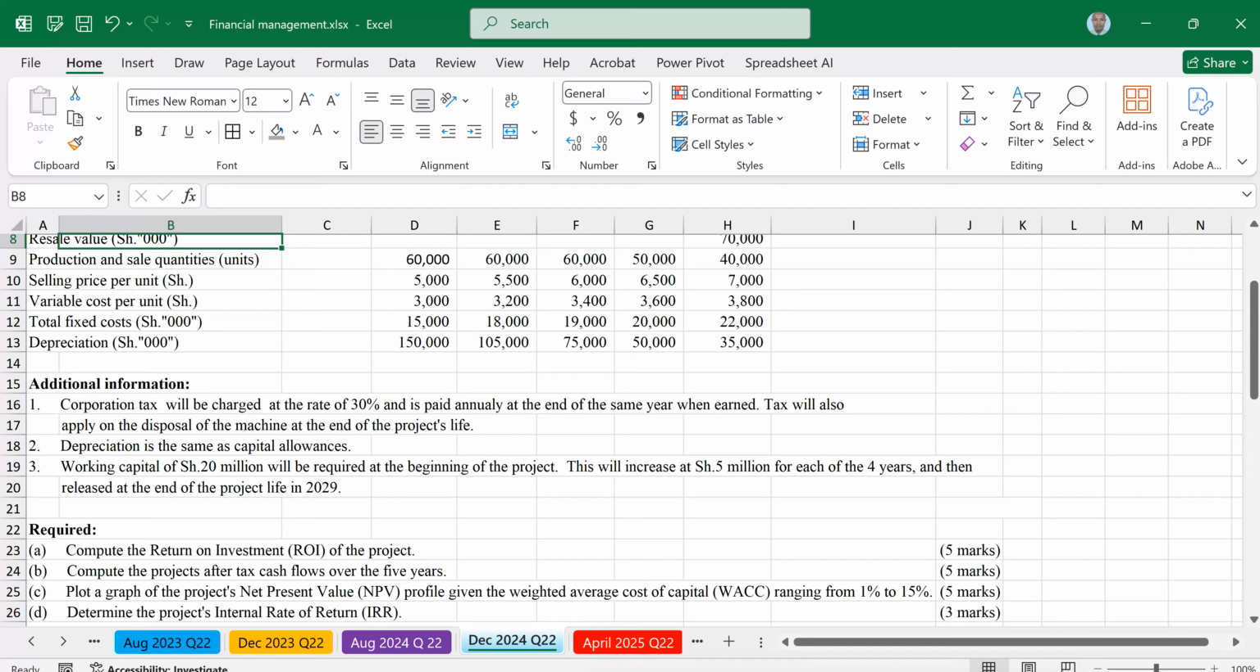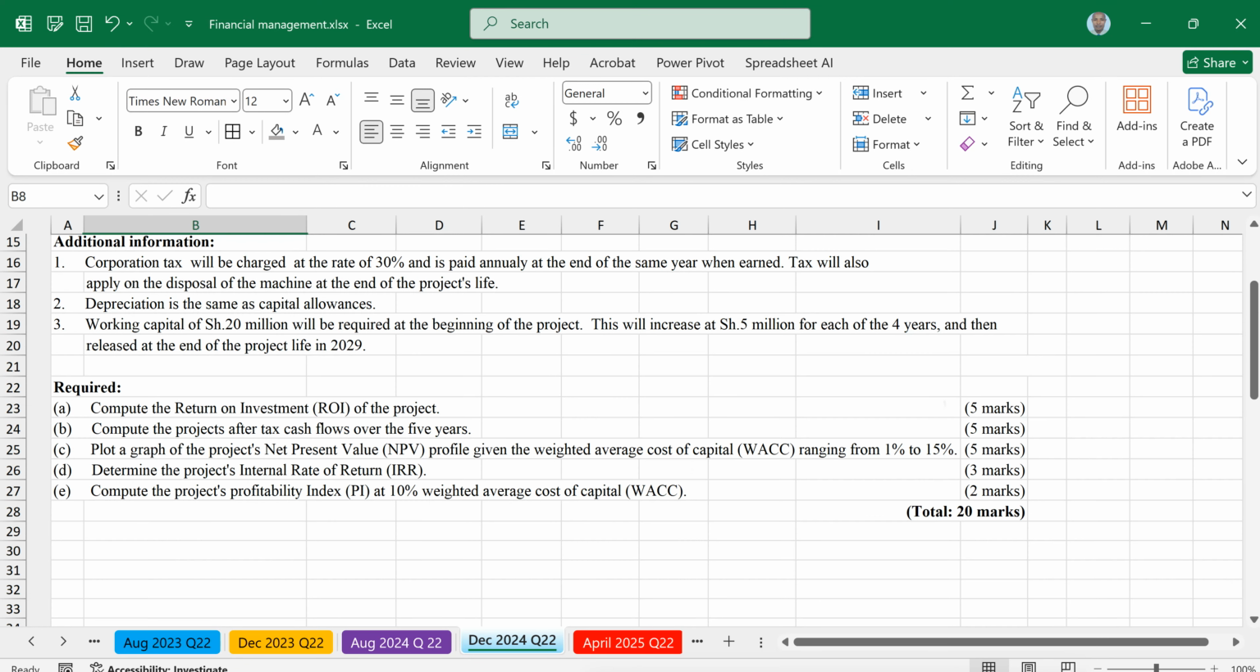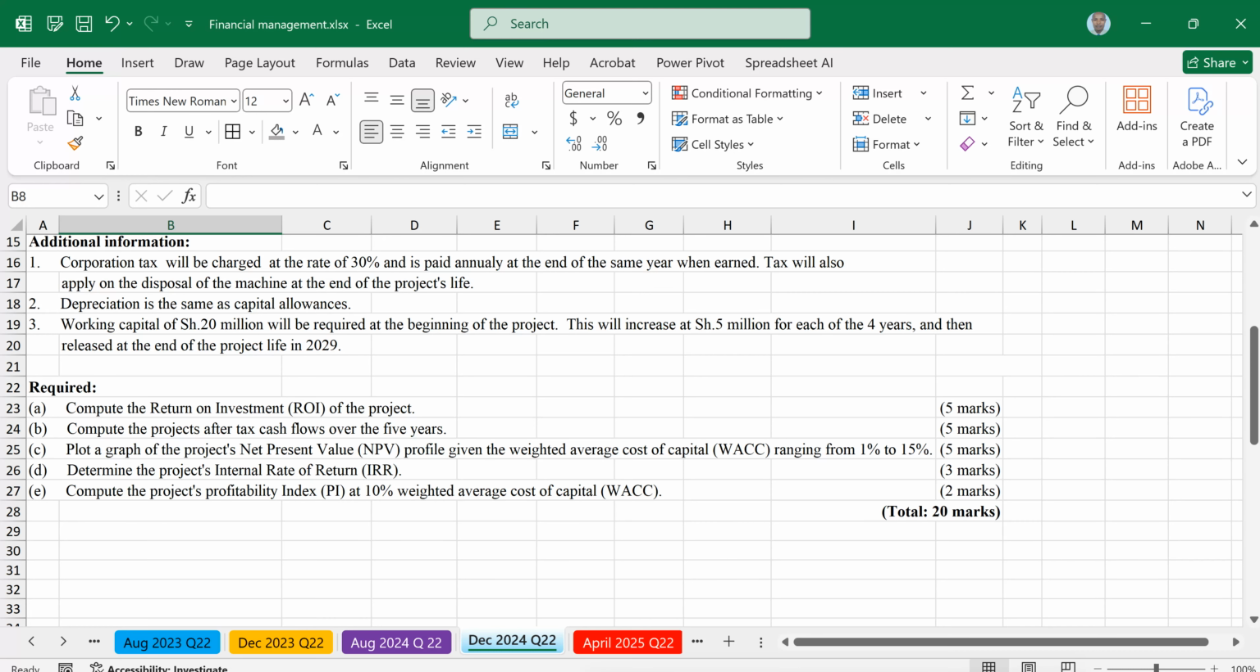Additional information: corporation tax will be charged at the rate of 30% and is paid annually at the end of the same year when earned. Tax will also apply on the disposal of the machine at the end of the project's life. Depreciation is the same as capital allowances. Working capital of 20 million will be required at the beginning of the project. This will increase by 5 million for each of the 4 years and then be released at the end of the project's life in 2029.